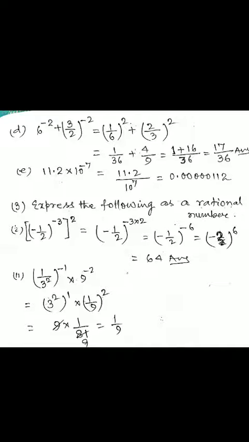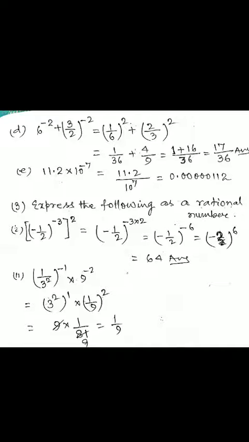Now question number 3, express the following as a rational number. 3.1, minus 1 by 2 whole cubed raised to the power 2 equals minus 1 by 2 raised to the power minus 3 into 2 equals minus 1 by 2 raised to the power minus 6 equals minus 2 raised to the power 6. Here the exponent is 6, which is an even number. So minus 2 raised to the power 6 equals 64.